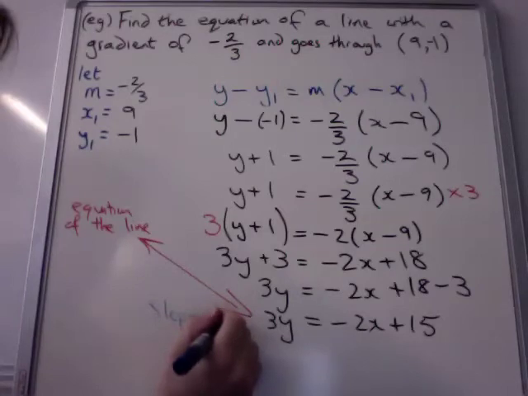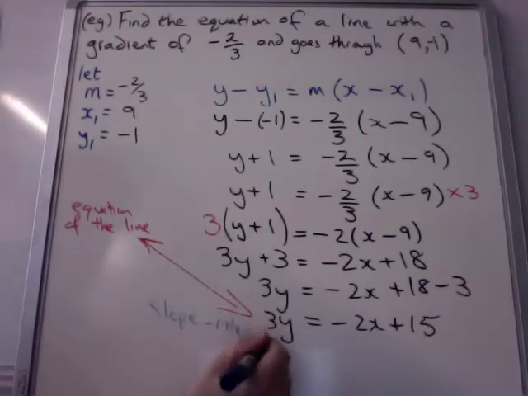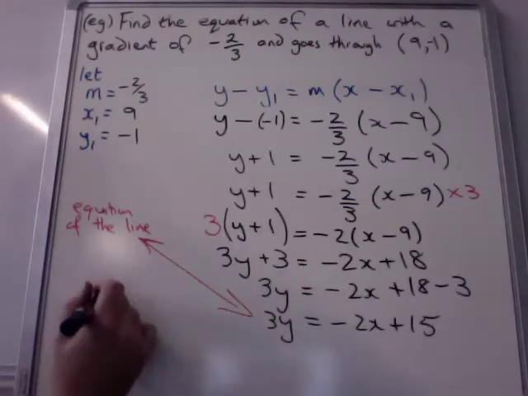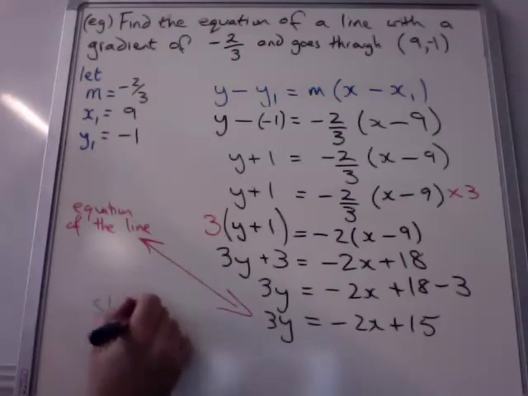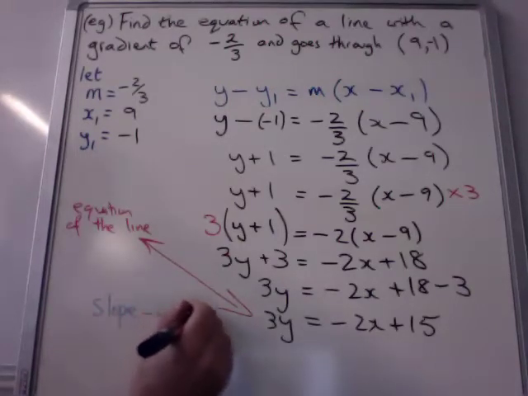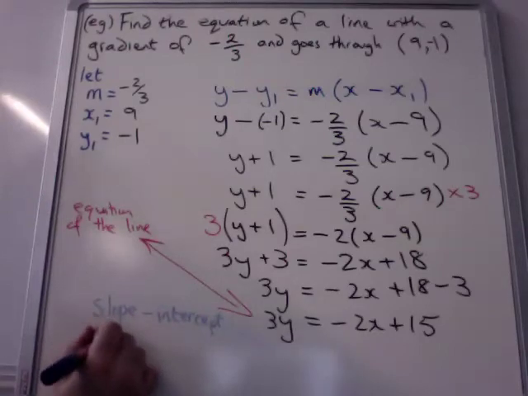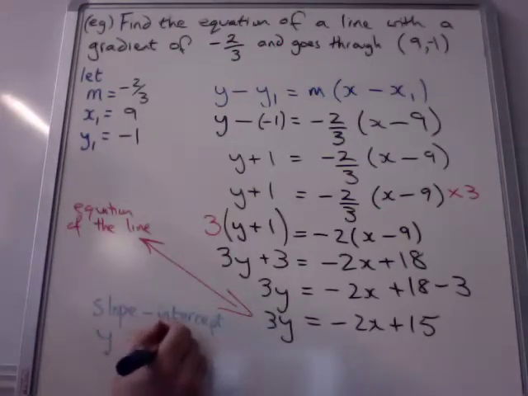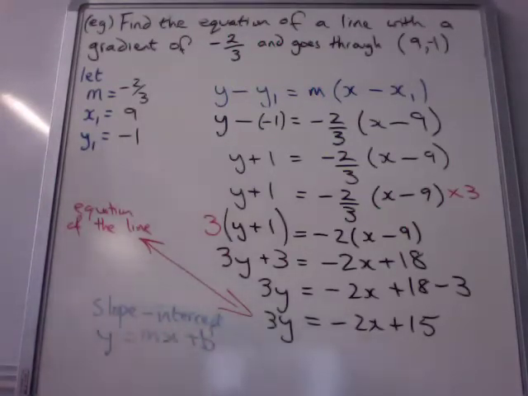slope-intercept form. I like writing it there. Let's write it a bit further across. That wasn't done very well. Slope-intercept. What does that mean? Well, that means I want it in y equals mx plus b form if you're American, or y equals mx plus c form if you're not.